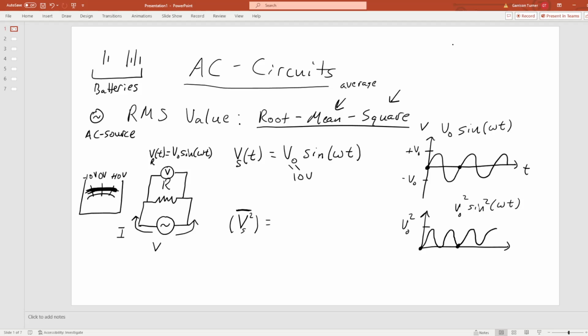And remember that we have this relationship that our period is equal to 2 pi over omega. And so the way you take a time average of a function is to take the integral of that function over one period. Let me actually back up one step here.